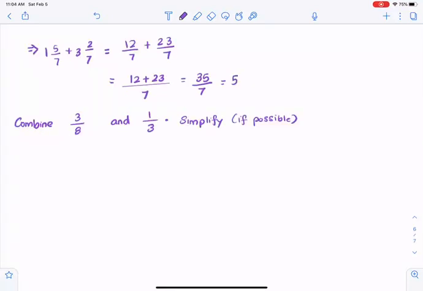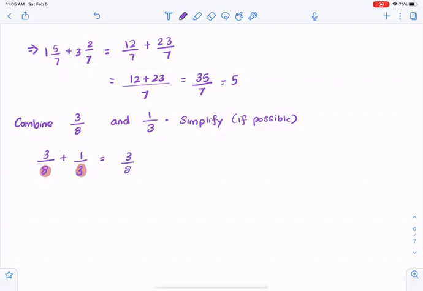Here I want to add 3 over 8 and 1 over 3. Unlike the last problem, or the last two, the denominators are not the same. So one is 8, the other is 3. So we want to come up with a common denominator. The common denominator would simply be the least common multiple. What is the least common multiple between 8 and 3? It is 24. So going back to earlier, we went over the concept of equivalent fractions.